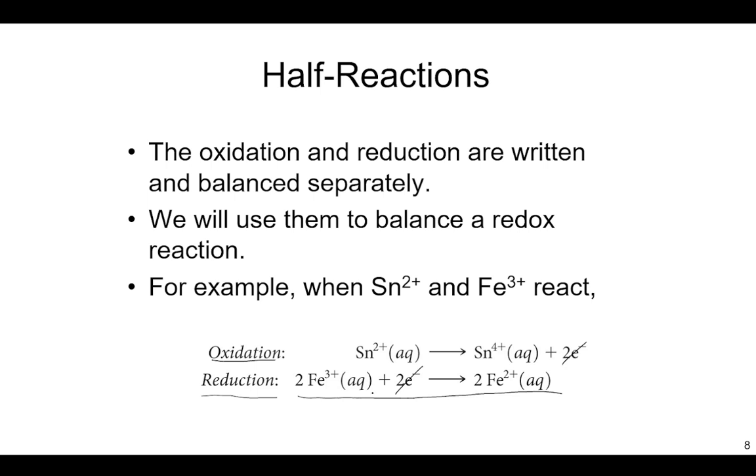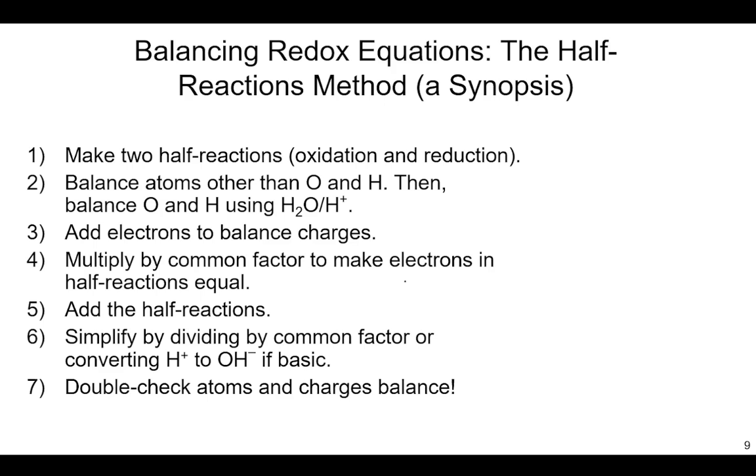And it's this method of taking a reaction, breaking it into two half reactions, balancing them, and then adding them back together. That is the method of half reactions that we're going to use to balance redox reactions. But first, I just wanted to show two separate half reactions. Now, let's use this half reaction method to balance redox reactions.